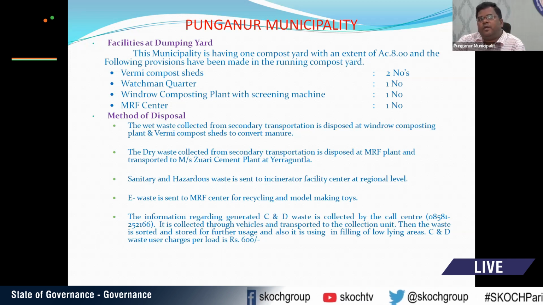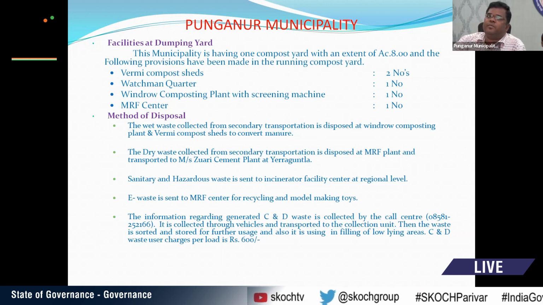Also, the dry waste which is collected from the households and which cannot be disposed of at our level is given to the nearby cement factory, that is Juari cement plant at Yarraguntla, sir. What we are doing is collecting at every household level to the dumping yard, and from there we are transporting it to the Yarraguntla Juari cement plant, sir.